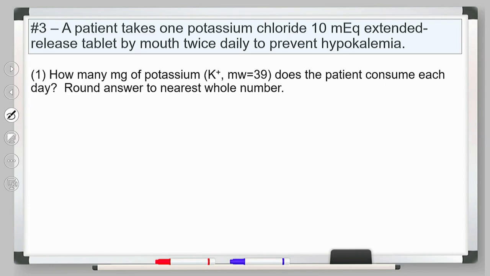A patient takes 1 potassium chloride 10 milliequivalent extended release tablet by mouth twice a day to prevent hypokalemia. What does the fancy word for hypokalemia mean? Low potassium, right? So they want to avoid low potassium by taking potassium chloride. First question is, how many milligrams of potassium does the patient consume each day?